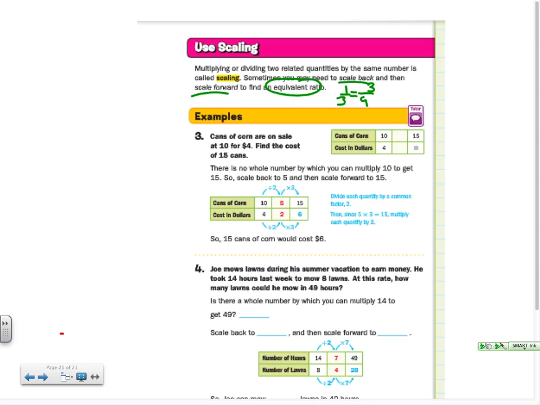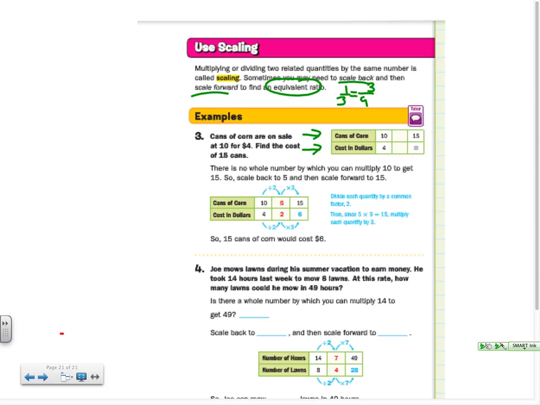Example 3, cans of corn are on sale at 10 for $4. So they're showing you 10 cans of corn for the cost of $4. Find the cost of 15 cans. Now if you look, how do you go from 10 to 15? Well, there's no one number that you can multiply. So what we need to do is what we call scale back.